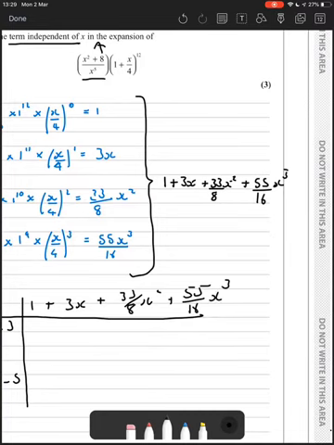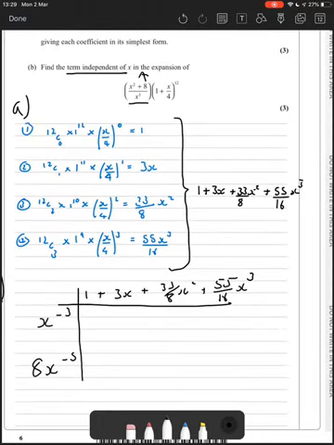That was x cubed. Now, if I was to multiply this out, and I'm not going to bother with all of it, because I want the ones that don't have an x in it, well, this would give me something with an x in it. This would give me something with an x in it. This would give me something with an x in it. However, this would not. The x to the minus 3 would cancel with this, and I'd end up with 55 over 16. So I'll just leave that there for the moment.